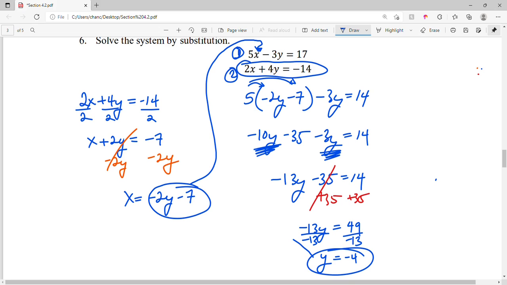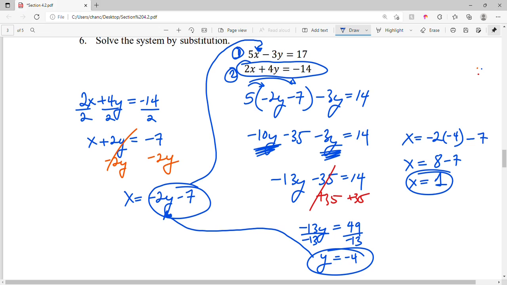And to solve for x, I can plug it into this equation here, the equation that we created when we solved for x. So we have x equals negative 2 times negative 4 minus 7. And so this simplifies to a positive 8 minus 7, or x being equal to 1. And we can write our answer as an ordered pair now, 1 comma negative 4. This is our solution.